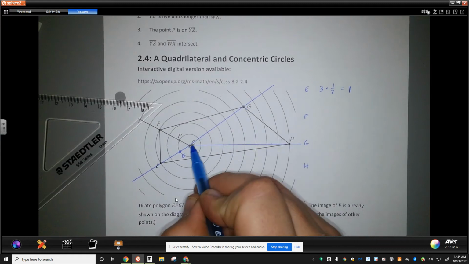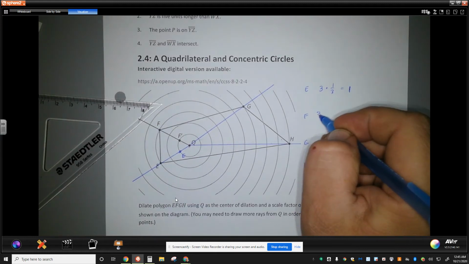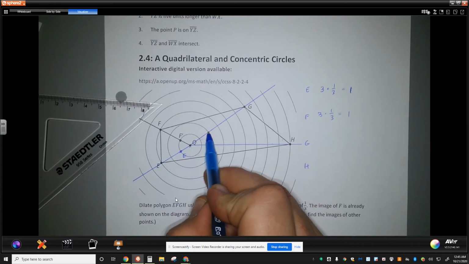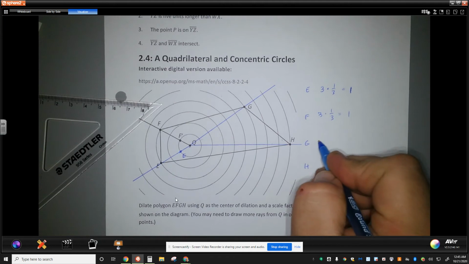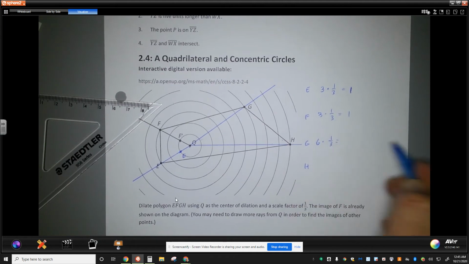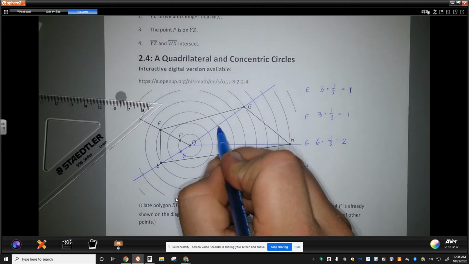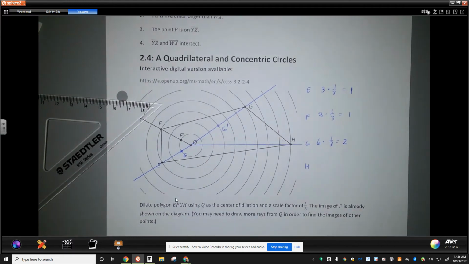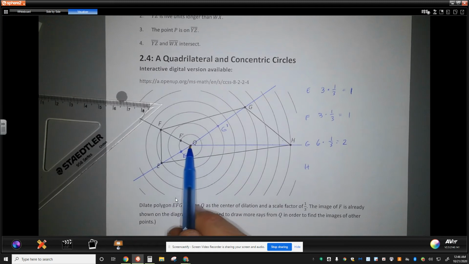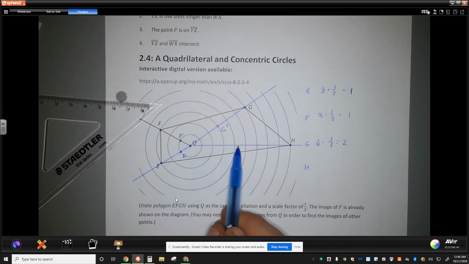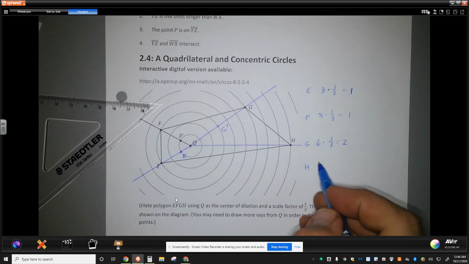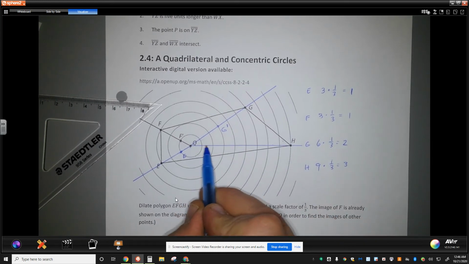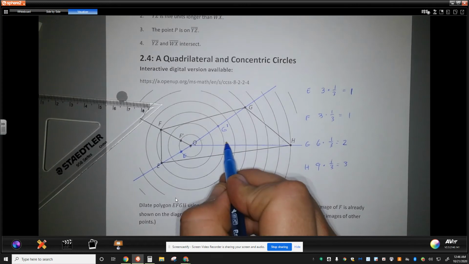When we look from Q to G, so F had the same relationship. G starts out as 1, 2, 3, 4, 5, 6 units away. 1/3 of that distance will be 2 units. So that means we bring point G in here for G prime. And then H, 1, 2, 3, 4, 5, 6, 7, 8, 9 units. 1/3 of 9 is 3, so it's going to come out 1, 2, 3 units.